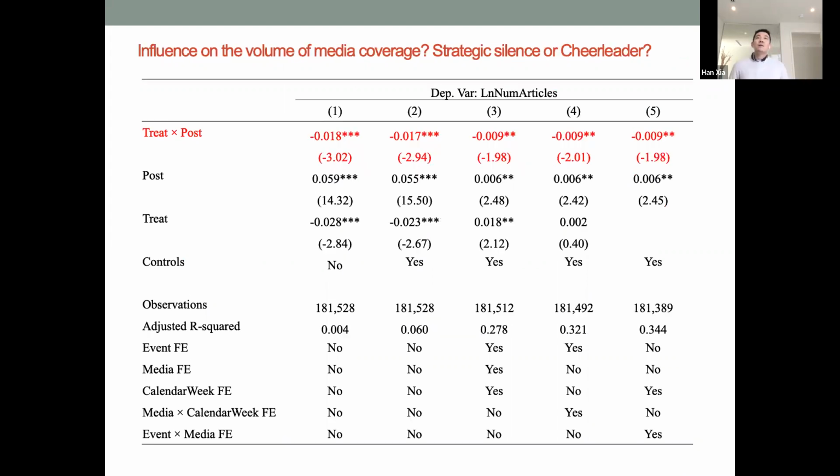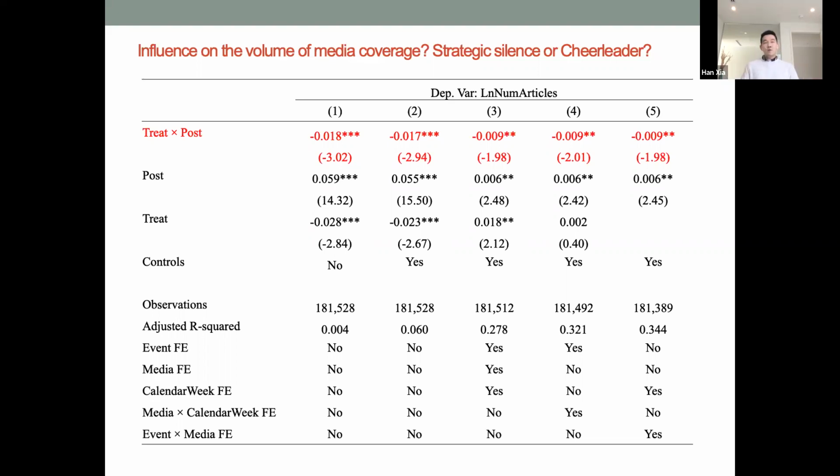So the last set of tests we're looking at is sort of an extensive margin test. Here we're asking the question: does this pump and dump incentive change the volume of the media coverage to start with? You can argue either way. You can say that in order to avoid saying bad things about the different firms, the cross-held media issue fewer articles. That's what we call the strategic silence. Or you can argue the other way.